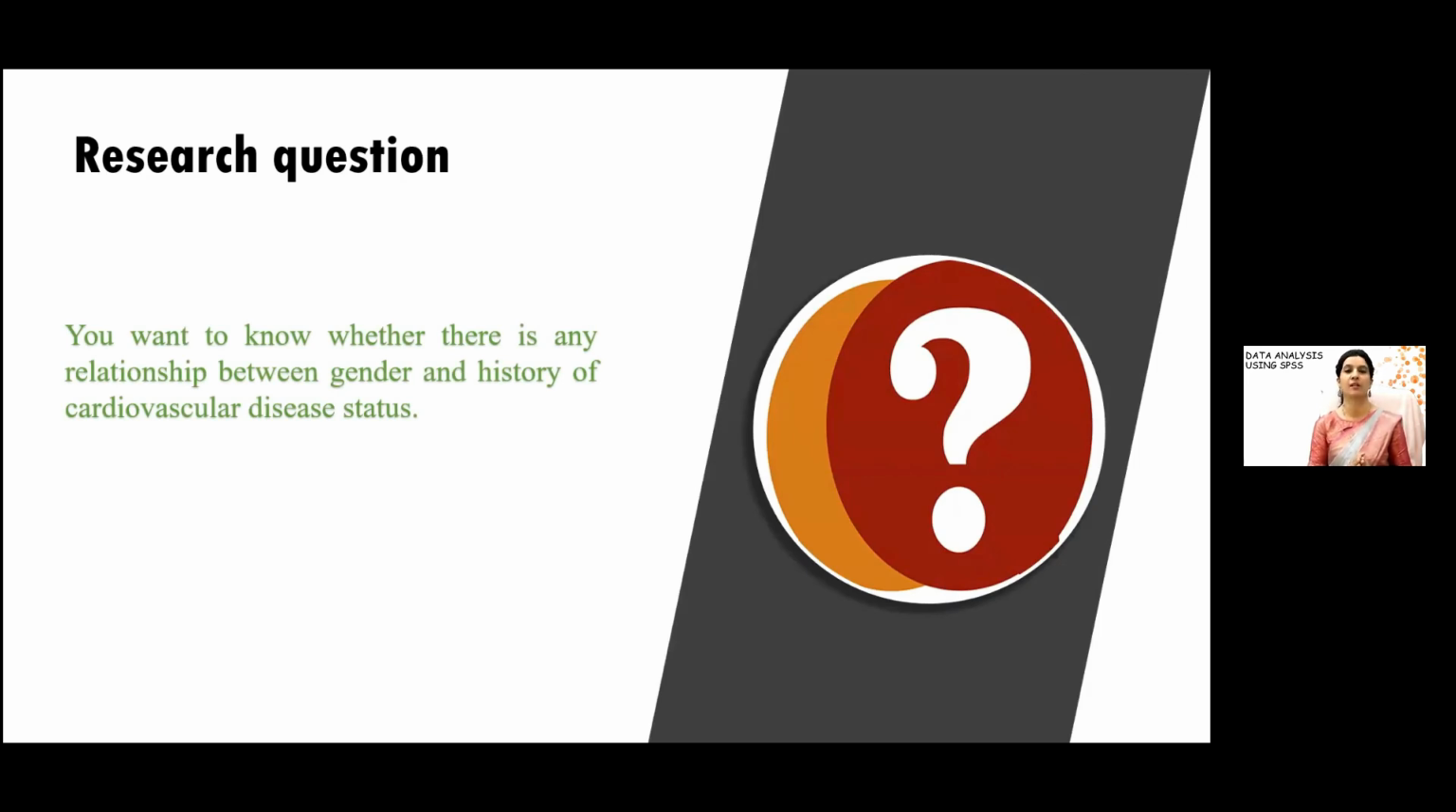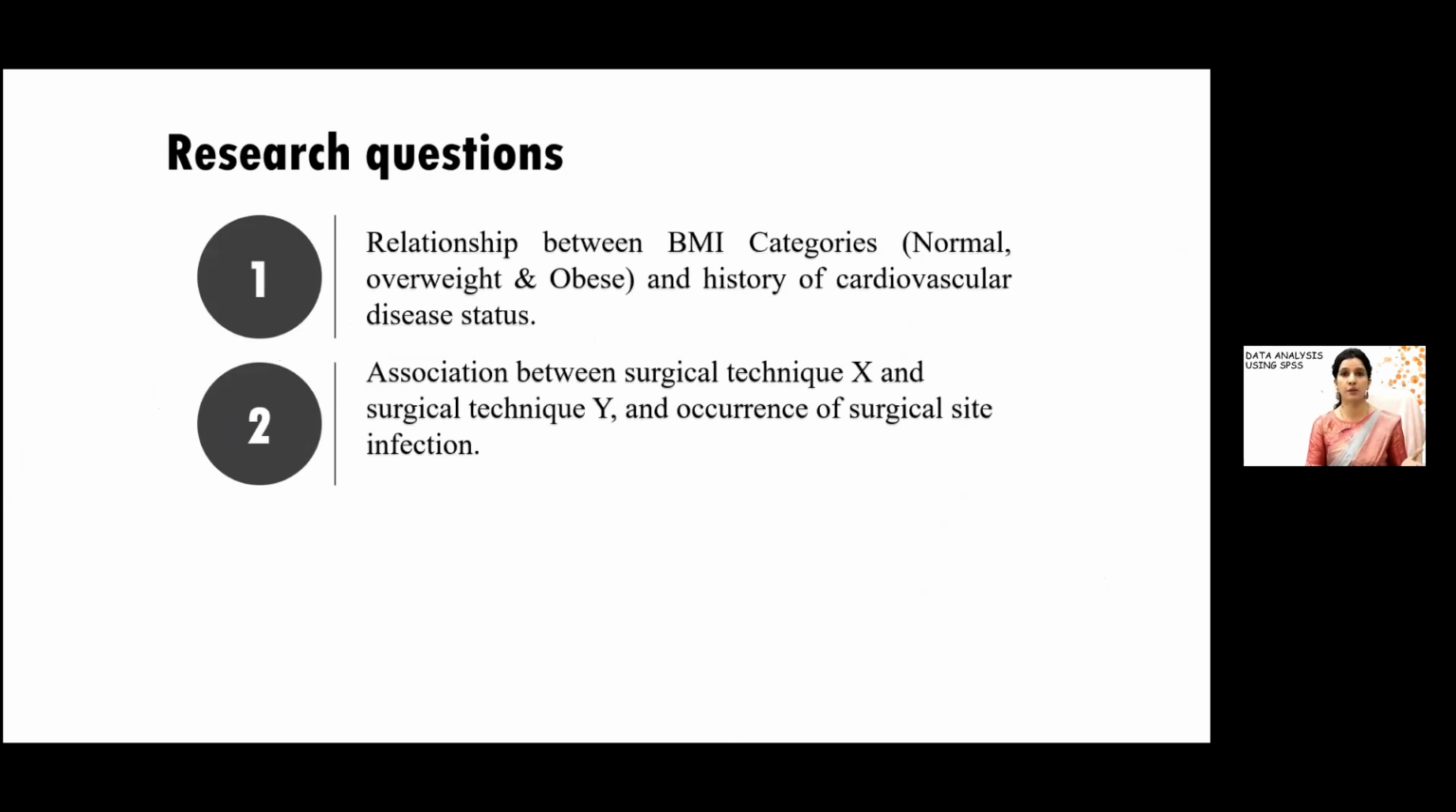Okay, yes, very good. So it is a nominal variable, and then with the history of cardiovascular disease, whether disease is present or absent. If this is a research question, if I want to see whether it is more in male or more in female, this can be one sort of research question. So basically in chi-square test of association or independence, we are testing the association. The second research question could be, if I want to see the relationship between the BMI categories, which could be normal, overweight, or obese, and the history of cardiovascular disease status. So that could also be a research question.